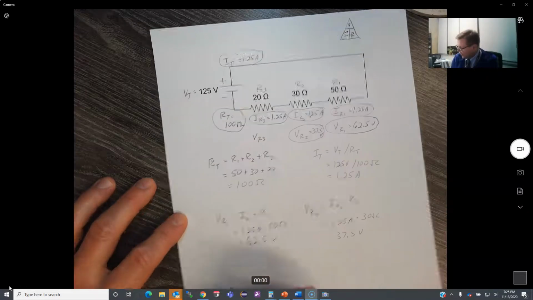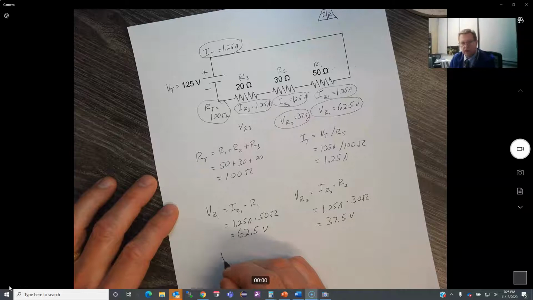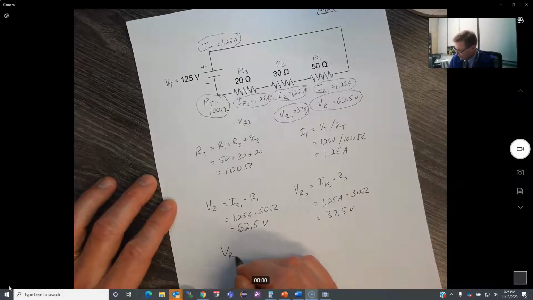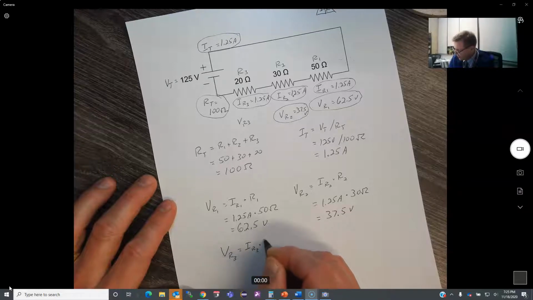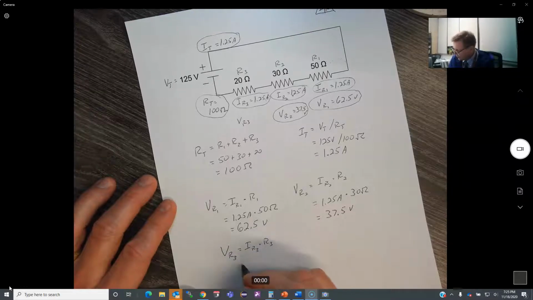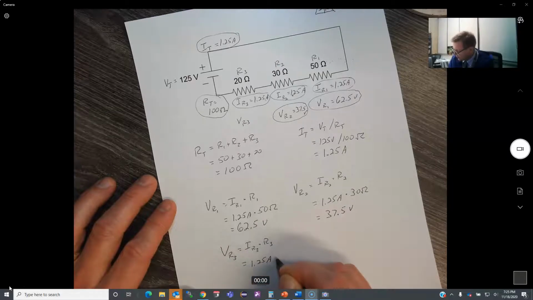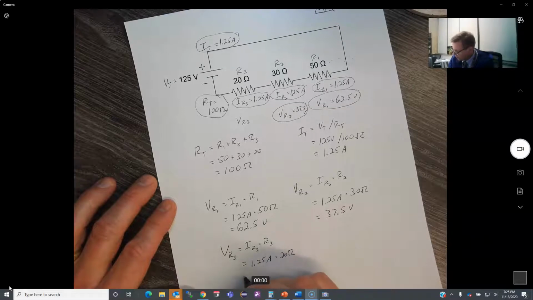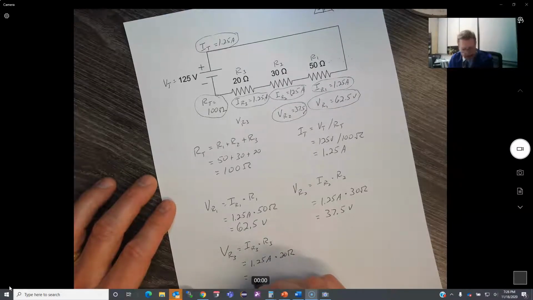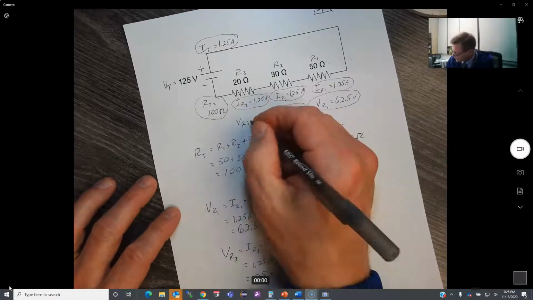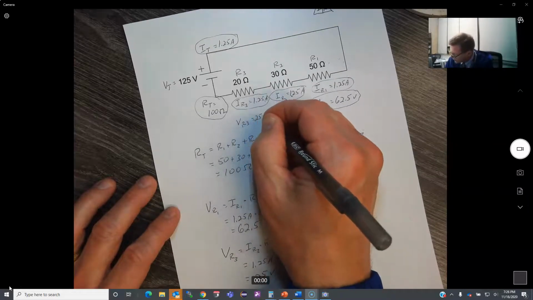So now I've got to do my voltage at resistor 3. And that is my current at resistor 3 times the value of my resistor 3. So my current at resistor 3 is 1.25 amps again. My resistance is 20 ohms. So when I multiply those together, I'm going to get 25 volts. So this guy right here equals 25 volts.